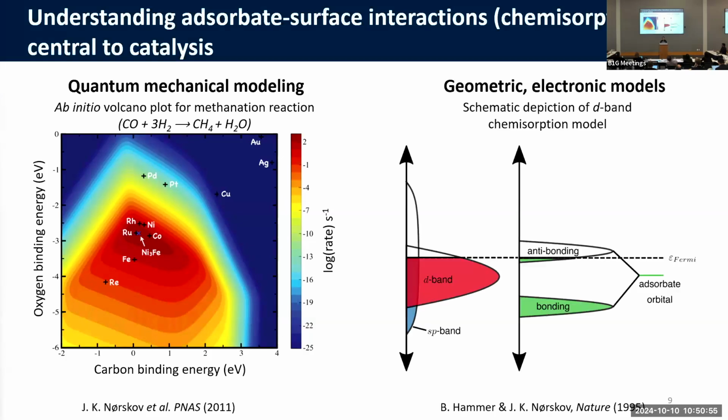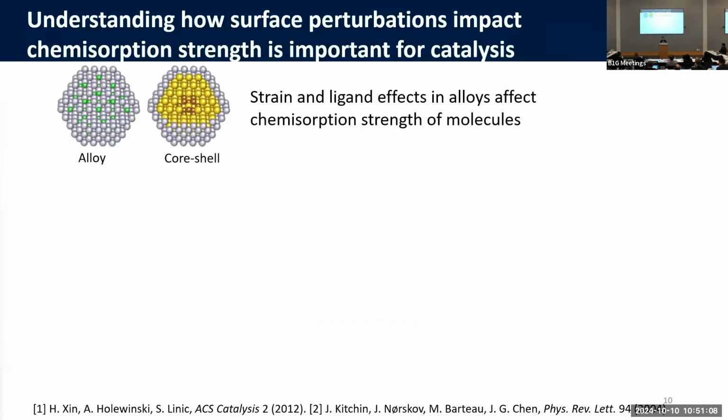You can also start to rationalize chemisorption with these geometric and electronic structure models, such as the d-band model. And this is widely known in the literature. So here's an example that I'll be focusing on, looking at alloy and core-shell catalysts. Basically the question is, if you perturb a surface, how does this impact the chemisorption strength? So this is common for, again, alloys and core-shells. I'm going to highlight that here, but if it's a doped metal oxide or any material, you can imagine that these are perturbations when you do something to the surface.